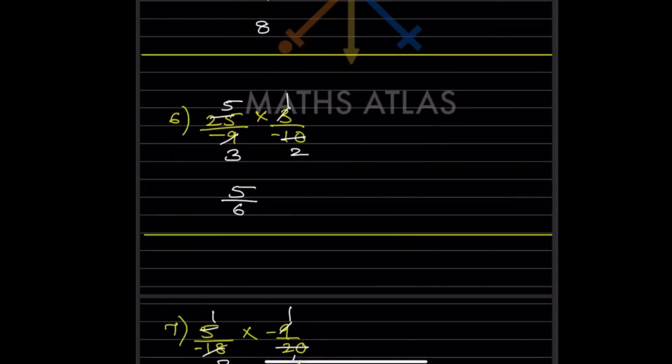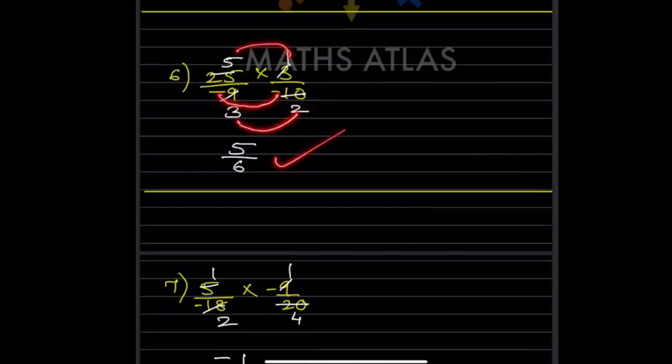Again here, 5 twos are 10 and 5 fives are 25. Then 3 ones are 3 and 3 threes are 9. So this is going to be 5 divided by, minus and minus becomes plus, that will be 6. So 5 by 6.